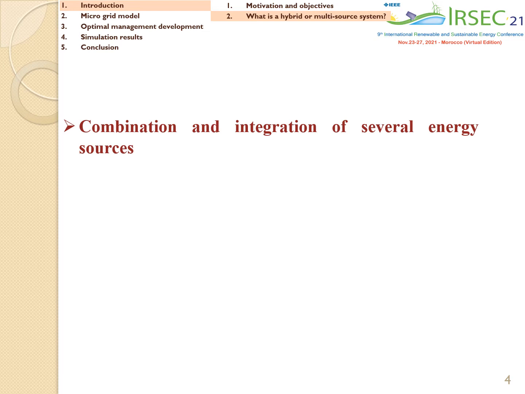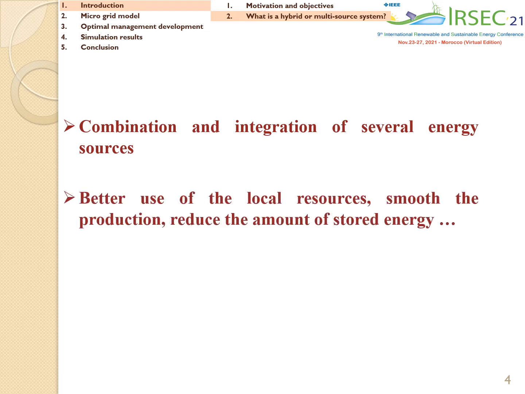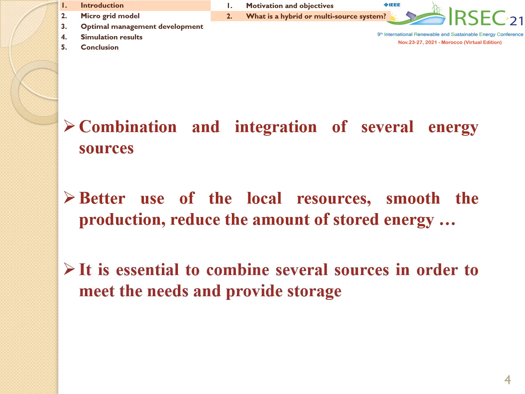A hybrid system is a combination and integration of several energy sources to better use the local resources, smooth the production, and reduce the amount of stored energy. It is essential to combine several sources in order to meet the needs and provide storage.